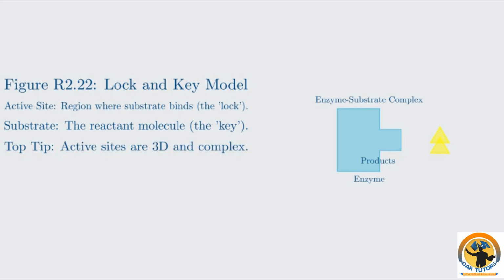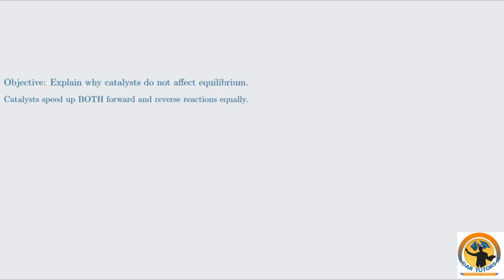A critical point about all catalysts, inorganic, organic, homogeneous, or heterogeneous, is how they affect a reaction's equilibrium. Our objective is to explain why catalysts do not affect the position of a reaction's equilibrium. A very important principle to remember is that a catalyst speeds up both the forward and the reverse reaction by exactly the same factor. This means it helps the reaction reach equilibrium faster, but it doesn't change the final position of that equilibrium. To understand why, let's look at the energy profile again.